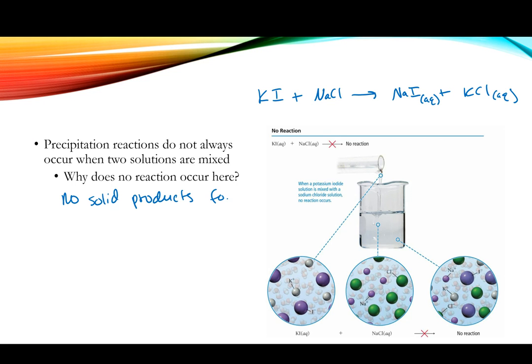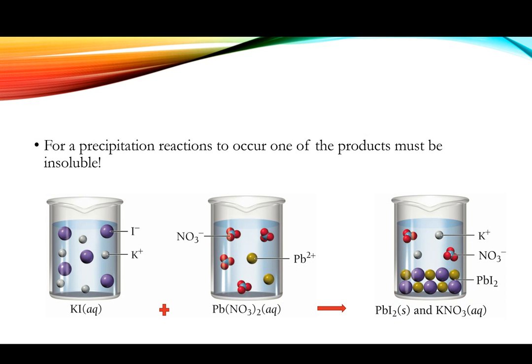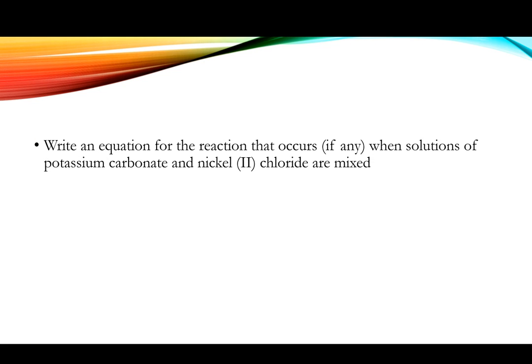And so no reaction really occurs because no solid product forms. I started with a bunch of ions. I'm ending with a bunch of ions. There's no change overall in my reaction because no solid product forms. So a double replacement reaction will only occur if one of your products is solid. That's what this says here. For a precipitation reaction to occur, one of the products must be insoluble.